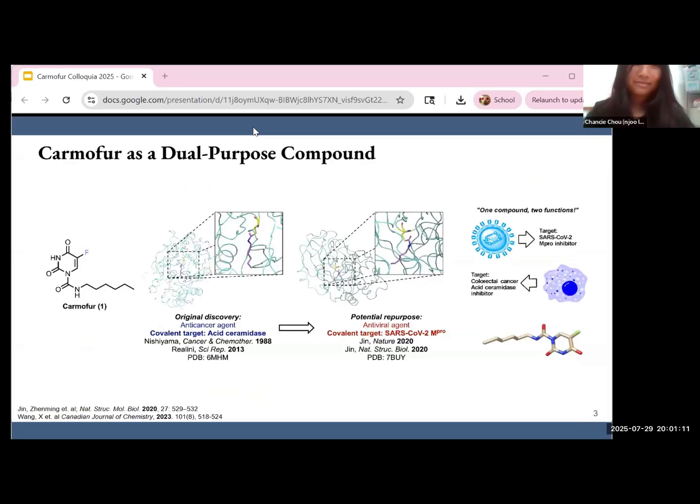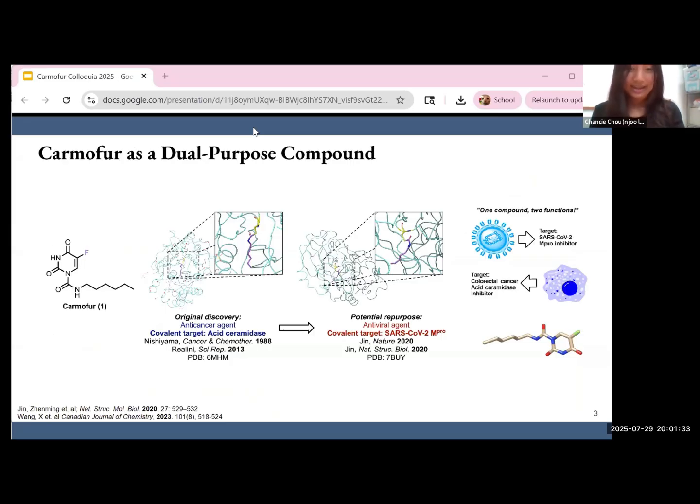So first, a little bit of background on our compound Carmofur. Carmofur is a prodrug of the clinically used chemotherapy agent 5-fluorouracil, and it is a really fascinating example of a repurposed drug that demonstrates dual activity as both an anti-cancer agent and also a COVID-19 antiviral agent.